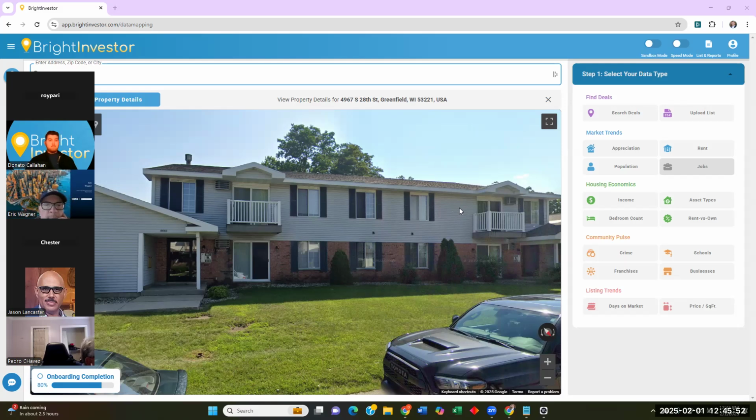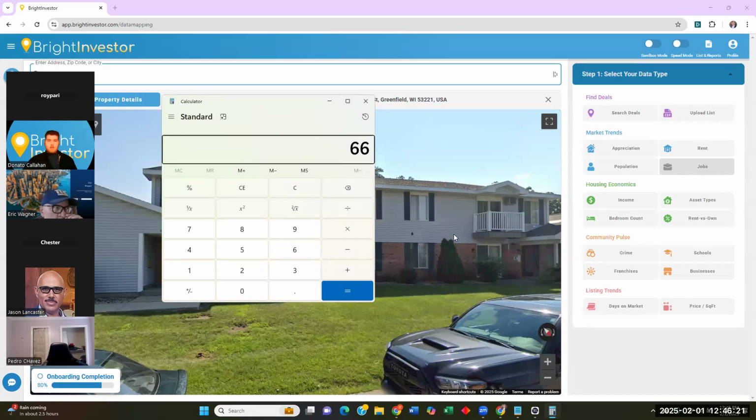I'm looking at a property right now. Don't ask me the address, but each door is grossing $850. What were they asking? I think it was $660,000, and I think it's a 12 unit property.